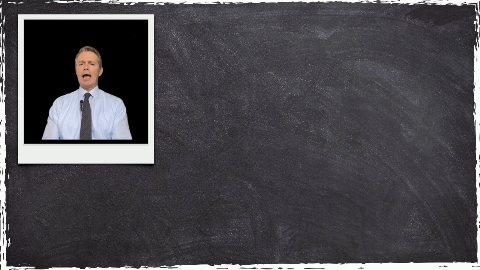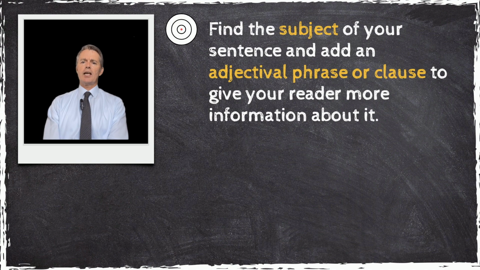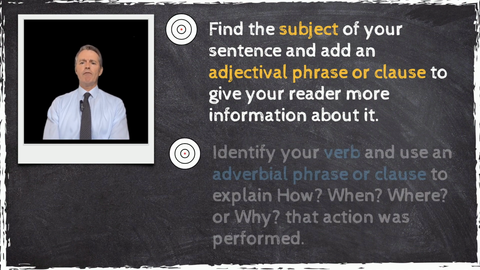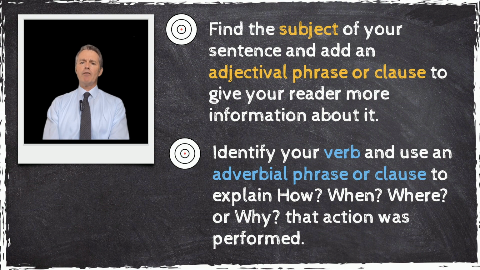From now on, add more detail to your sentences. Find the subject of your sentence and add an adjectival phrase or clause to give your reader more information about it. And identify your verb and use an adverbial phrase or clause to explain how, when, where or why that action was performed.